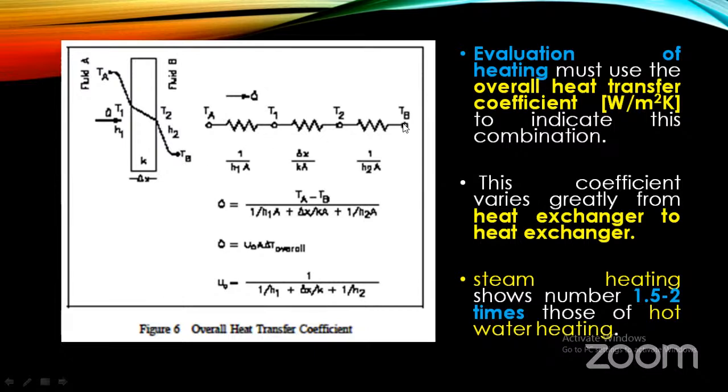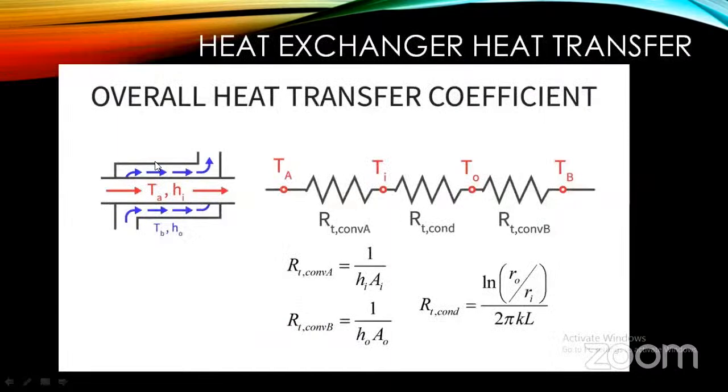And TB is the temperature at the right side. So if you take the overall heat transfer coefficient, we have to use the formula. This is by convection, this is by conduction, and again, this is applied for a heat exchanger.